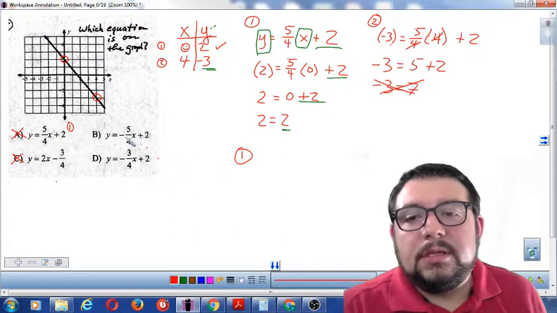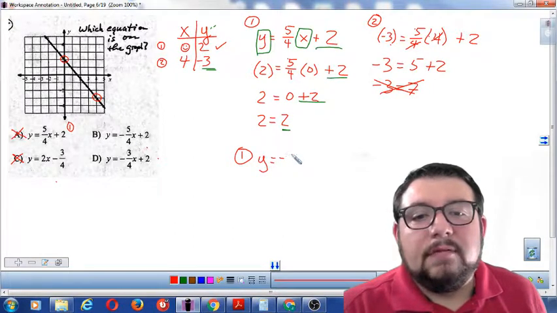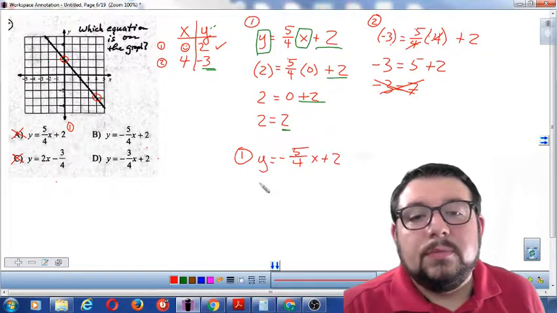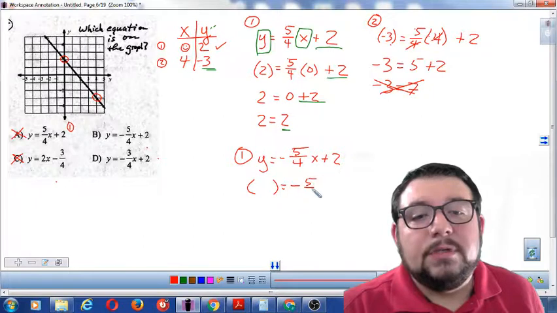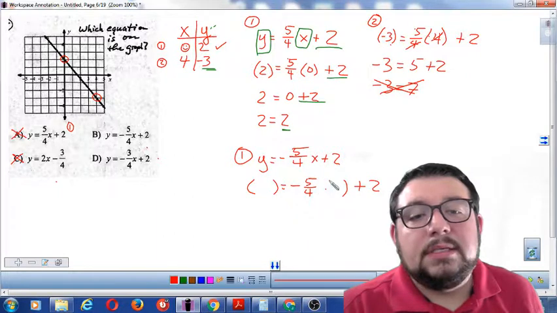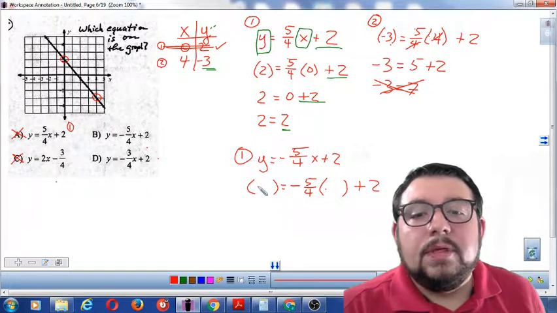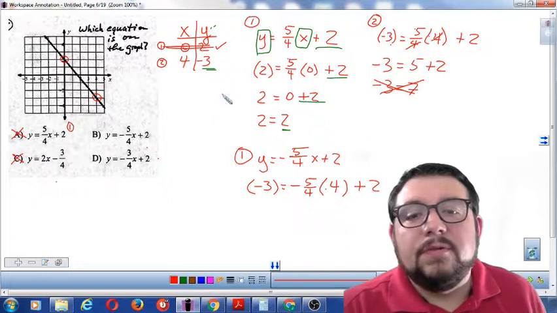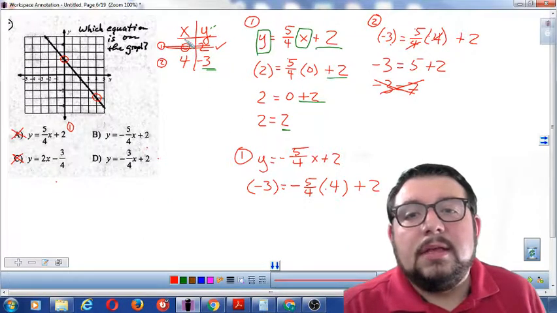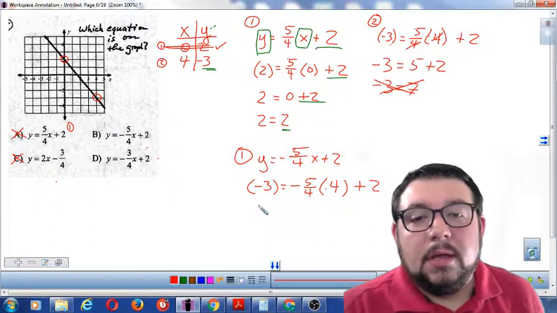So we'll try point number 1 in this equation. Y equals negative 5/4 x plus 2. Put my parentheses, negative 5/4 parentheses plus 2. That came out messy. And we're going to put in, we did our 0 points already, so we don't have to worry about those anymore. We used those, remember, when we were writing here and crossing off answer C. So we're going to keep going with negative 3 and 4. Again, remember, the negative 3 goes in for the y. That's why it's on the left now. And the x is 4, so the x became 4. Okay, so let's keep going.